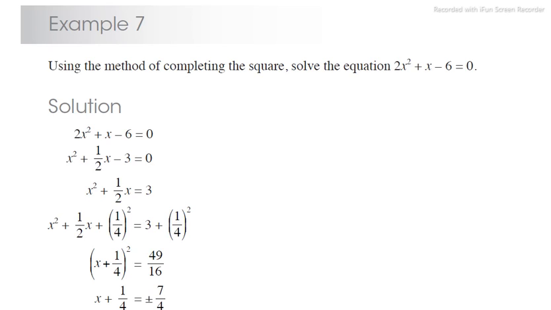After that, we shall factorize the expression on the left hand side, which is x squared plus a half x plus the square of a quarter. When you factorize this, you come up with x plus a quarter into bracket squared. We also simplify on the right hand side to give us 49 over 16.